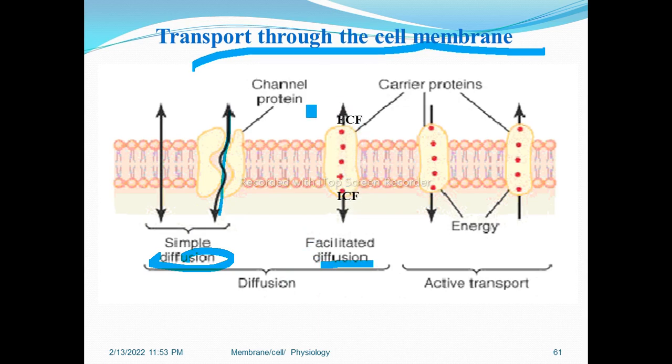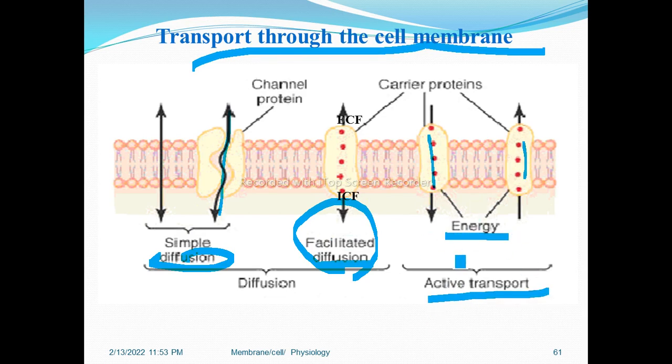Between the extracellular fluid and the intracellular fluid, we use a carrier protein. If we use a carrier protein, we can say facilitated diffusion. Facilitated diffusion is faster than simple diffusion. The other type is also a carrier protein, but it uses energy. This is called active transport. Carrier protein plus energy is active transport. Carrier protein without energy is facilitated diffusion. And simple diffusion also does not use energy. So this is an example of these transportations.